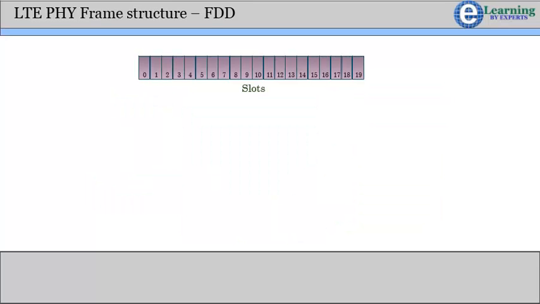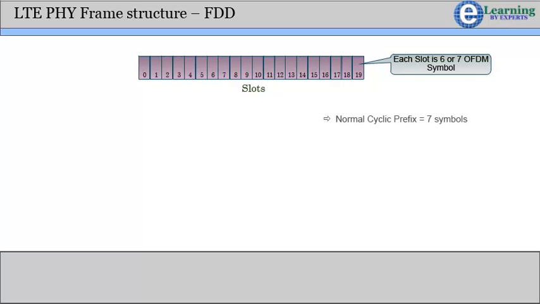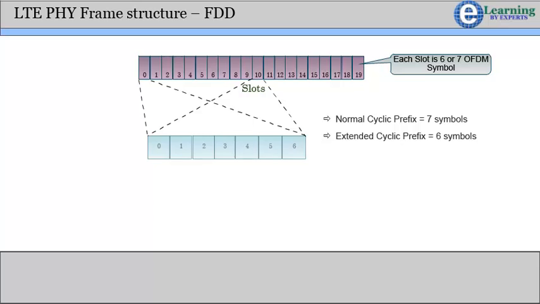Each LTE frame consists of 20 slots. Each time slot contains 6 or 7 OFDMA symbols depending on the cyclic prefix used. Normal cyclic prefix contains 7 OFDMA symbols and extended cyclic prefix contains 6 symbols. In this example, we assume the use of normal cyclic prefix, CP.